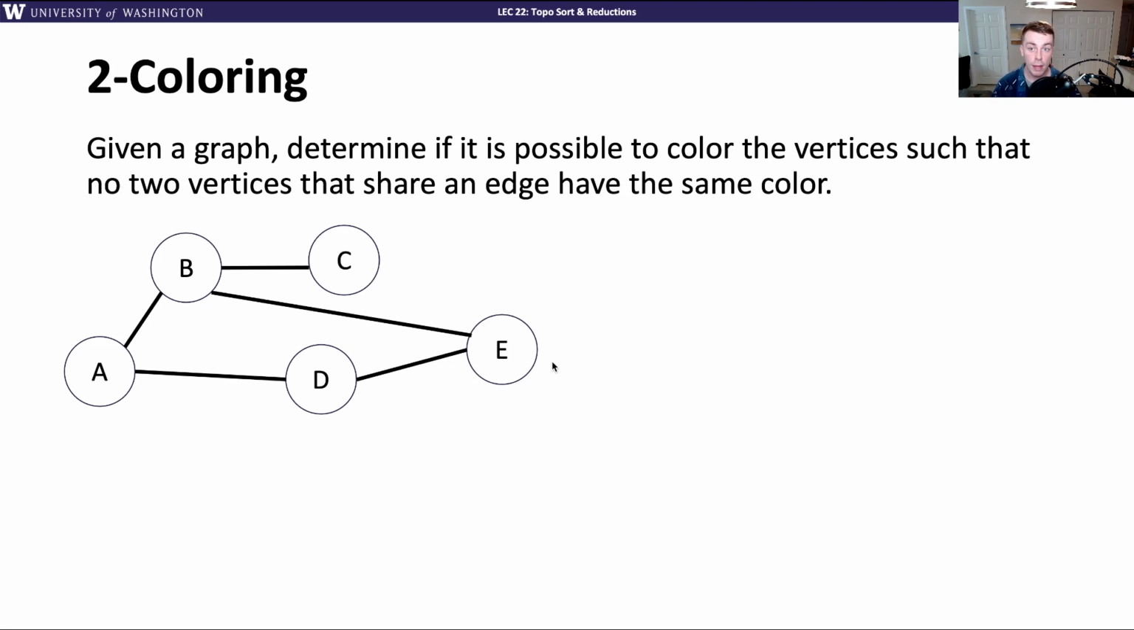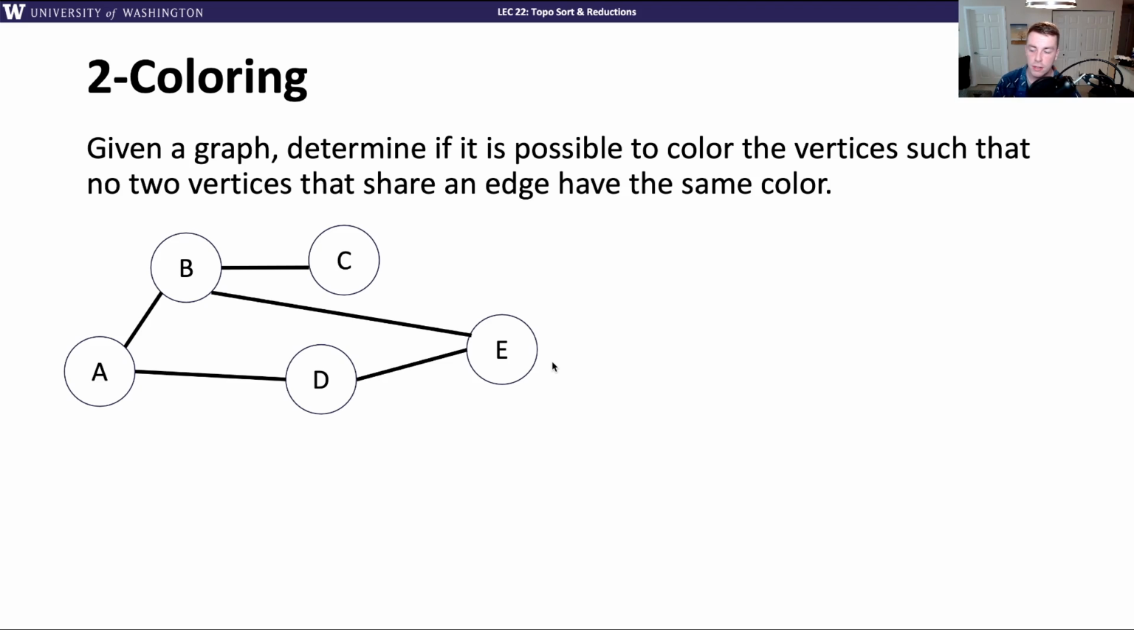So the problem of coloring graphs is a general problem. You have a graph with nodes and edges, and you want to assign each node a color such that no two nodes that share an edge have the same color. So for example, in this 2-coloring, I need to give each node here a color. I believe I chose either blue or orange.